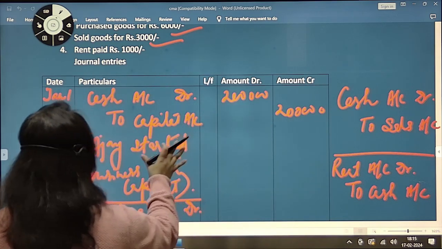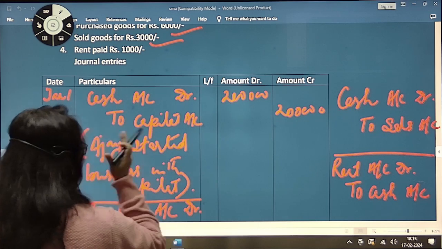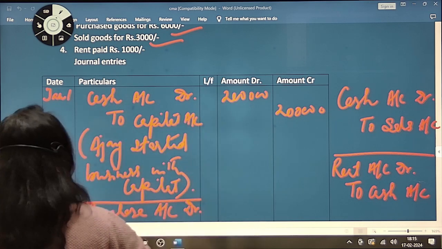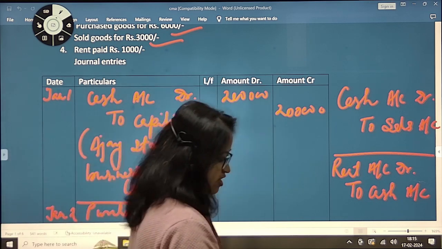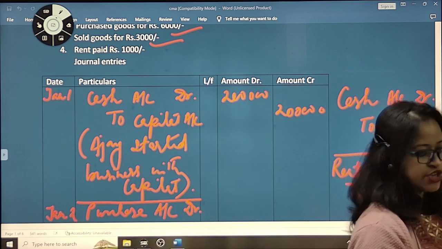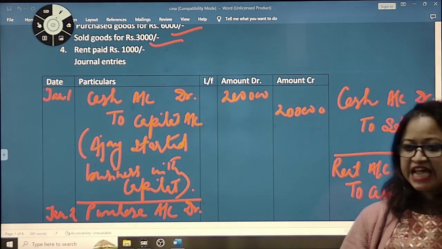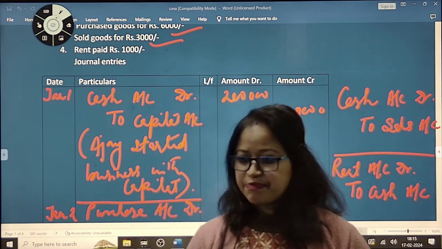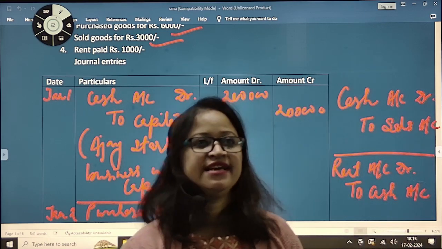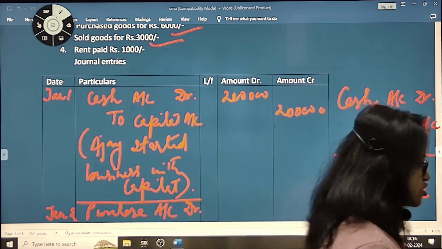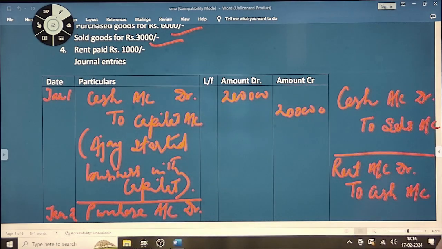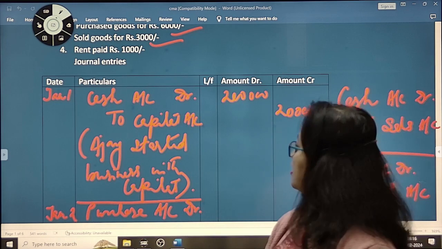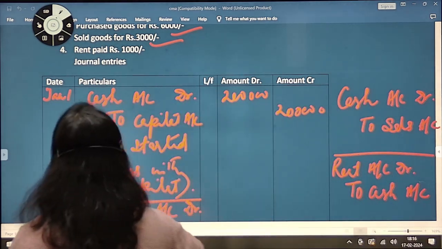So this is the format. Whenever you are preparing a journal entry, you have to prepare this format. Fine. So in partnership, you have chapters: admission of a partner, retirement, death, dissolution. Everywhere you have to do the journal entries, and you have to pass journal entries from the transactions.